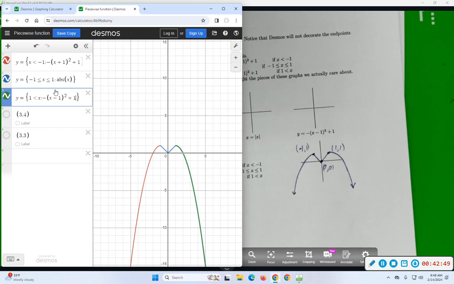So the reason I wanted to close with this is just to show you this notation for how you can have Desmos graph a piecewise function. You just graph each piece one at a time. Cool, does that feel good?